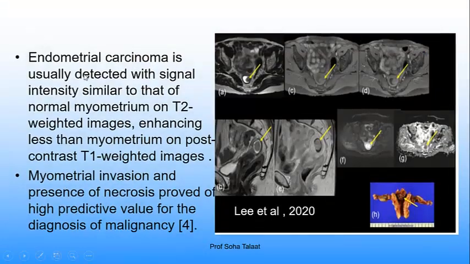Endometrial carcinoma usually shows signal intensity similar to the normal myometrium on T2, staying low on T2, and enhancing less than the myometrium in the post-contrast study. It enhances less than the normal myometrium on the post-contrast. Here in the post-contrast, the enhancement of this intracavitary lesion is lower than the normal myometrium. Myometrial invasion and presence of necrosis proved to be highly predictive for the diagnosis of malignancy.